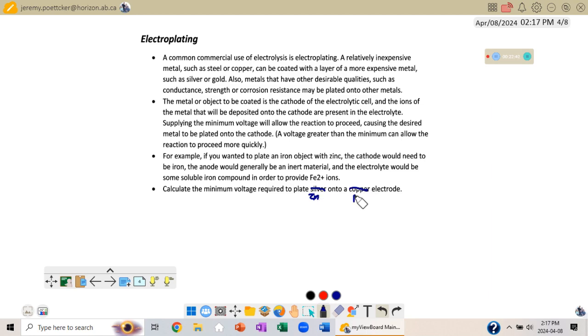iron electrode. And my apologies. You're going to have to go back and do a little bit of changing. We want a soluble zinc compound in order to provide Zn2+ ions.